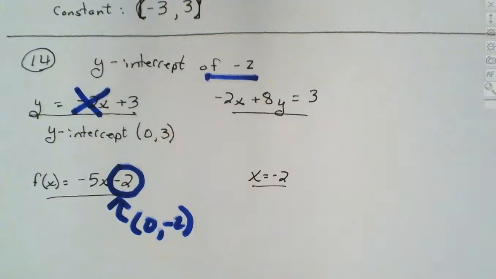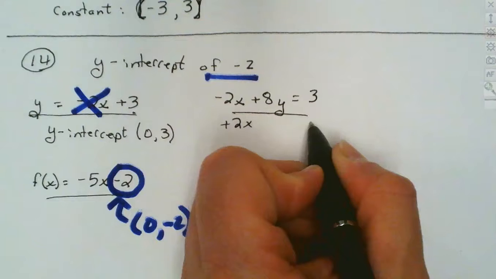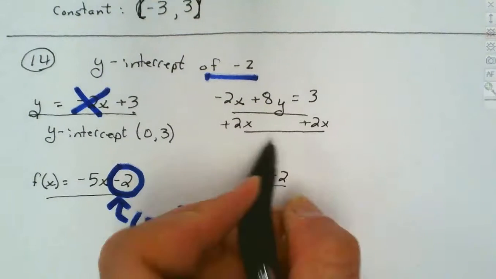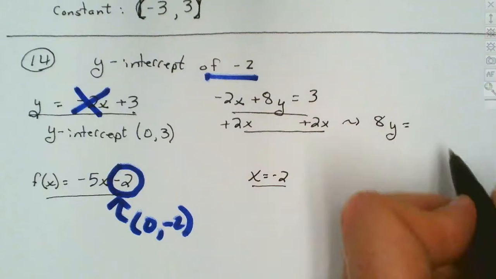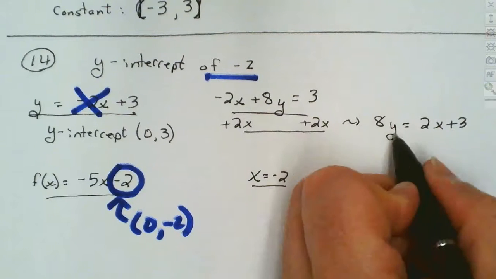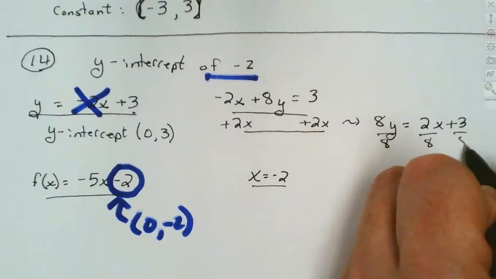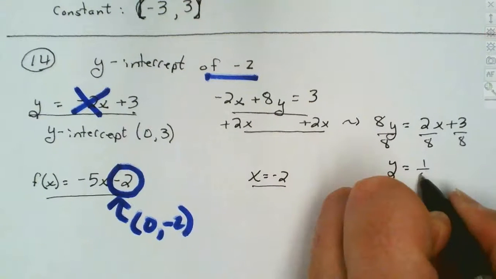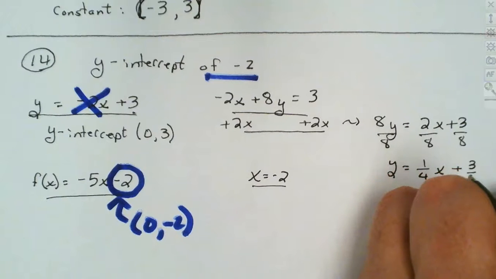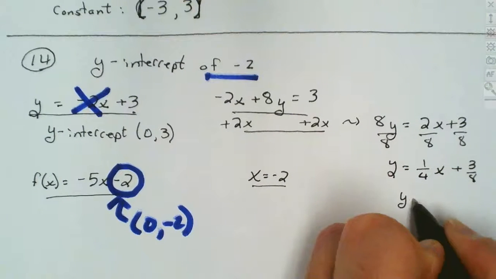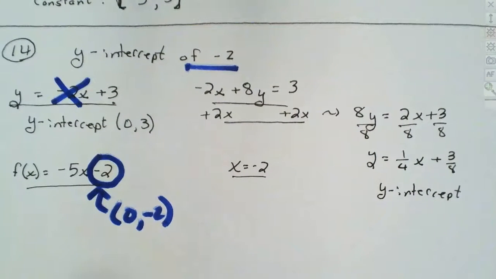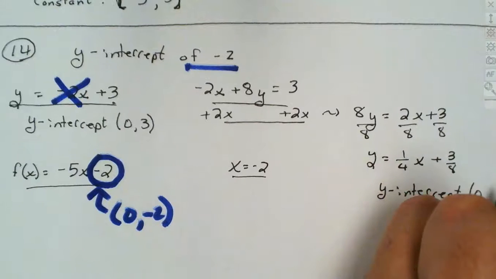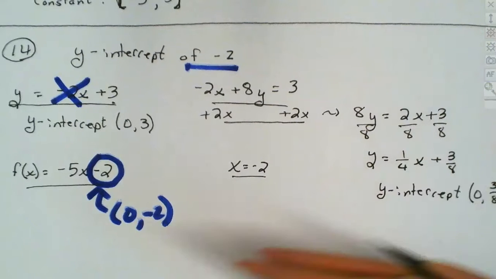What about the second one here? Well, we're going to have to solve that for y. So we're going to add the 2 over. And then we've got 8y equals 2x plus 3. We divide by our 8 everywhere and we reduce. So y equals 1/4 x plus 3/8. And so this one would have a y-intercept of what? Yep, (0, 3/8), because we write them as ordered pairs usually. And so it's not going to work, is it?